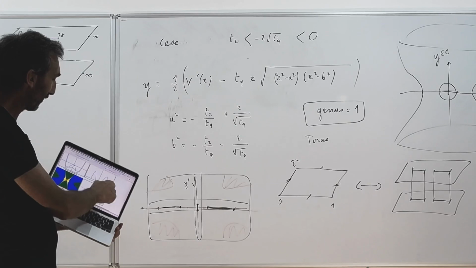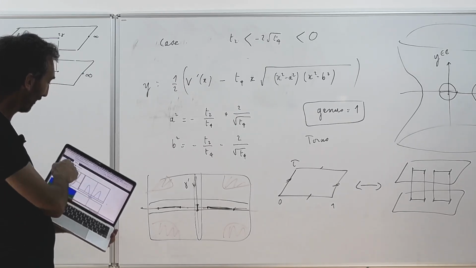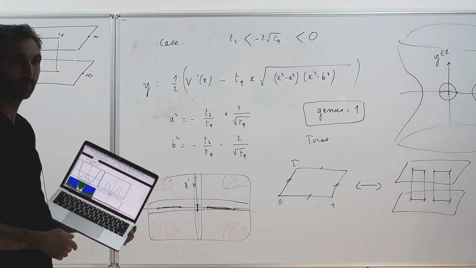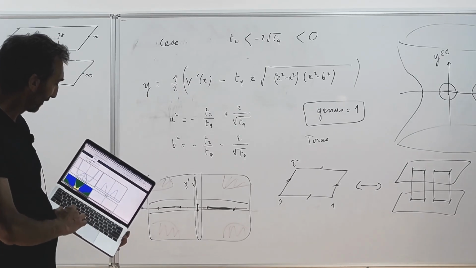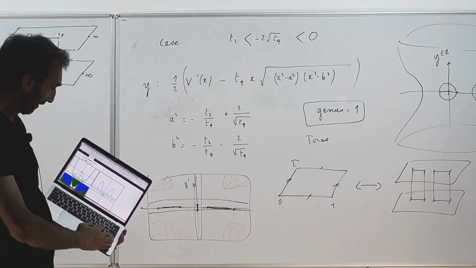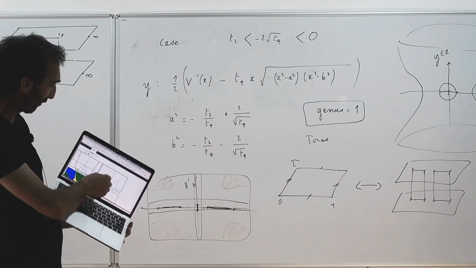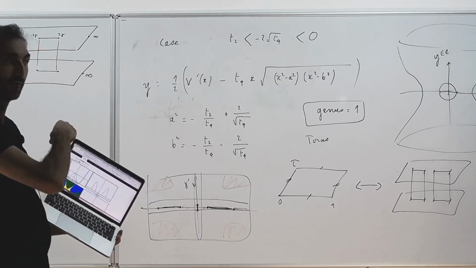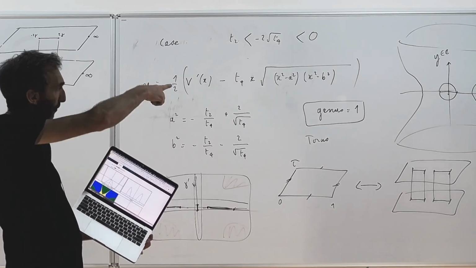Here, this is the density, and these two sliders correspond to the values of T2 and T4. When I move T2, so when T2 is becoming more and more negative, you see that there are indeed two cuts. There are two regions where you have density of eigenvalues. This corresponds to this regime.